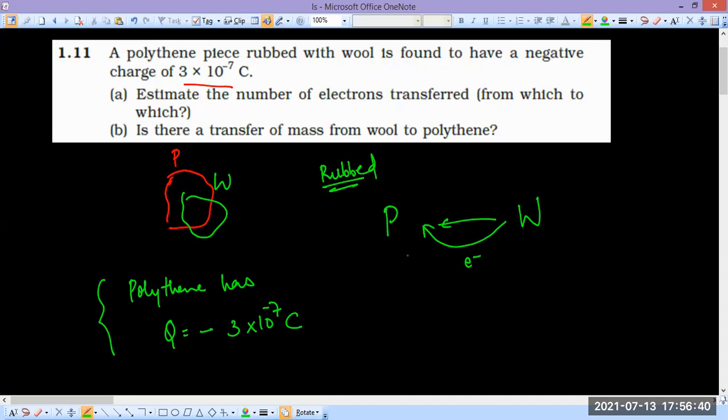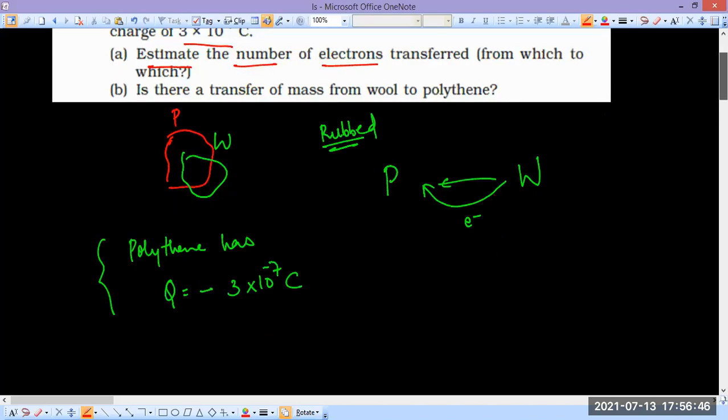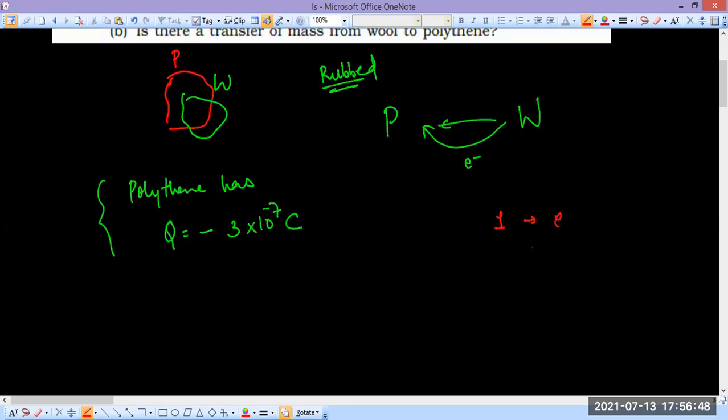Now the question is, how many? Estimate the number of electrons. Just like we did earlier, one electron has charge e. Then how many electrons will have this much charge? So Q is equal to Ne. We can find the number of electrons like this. Understood?